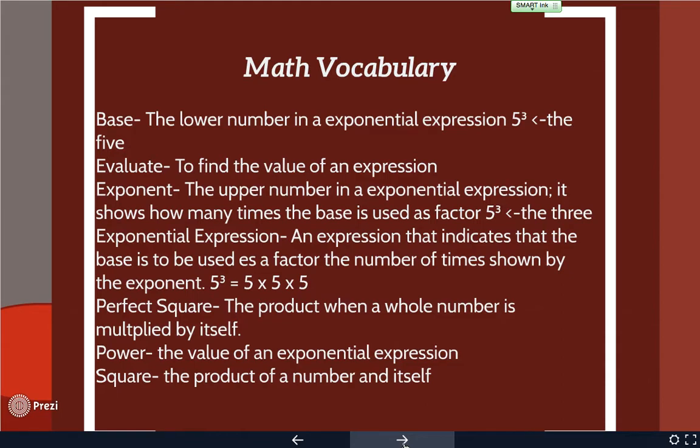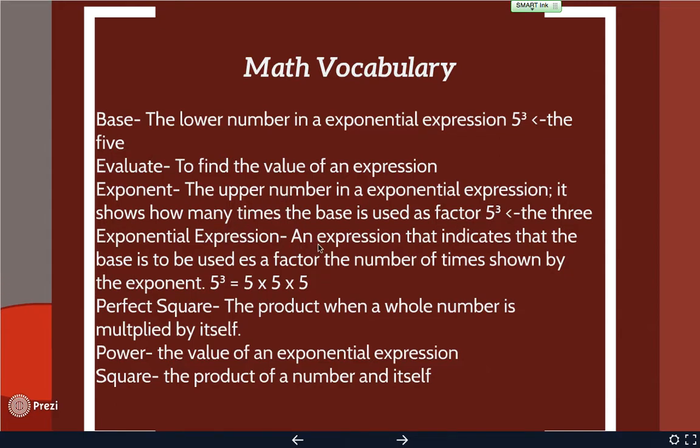Here's the vocab for today. See, we have a lot. Base is the lower number in an exponential expression. So the lower number is 5 right here. And evaluate is to find the value of an expression. So basically, when you evaluate something, you have to figure out what the end result is, what it's equal to. Exponent is the upper number in an exponential expression. So if you have 5 to the third power, the 3 is the exponent.